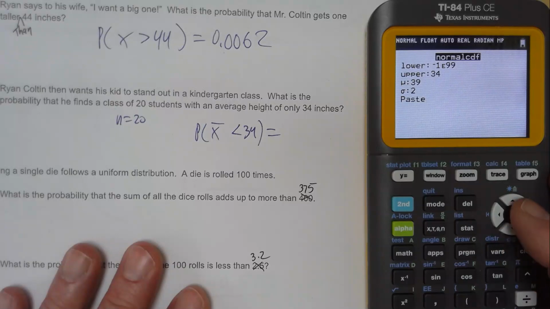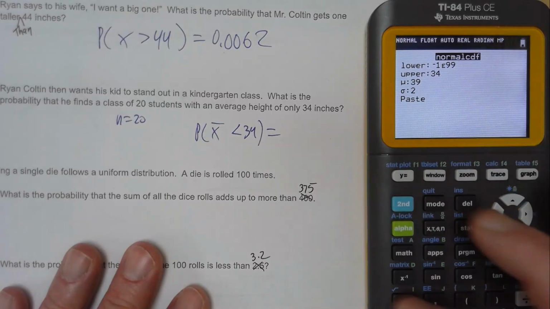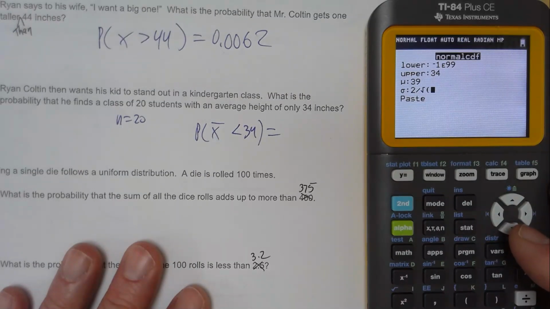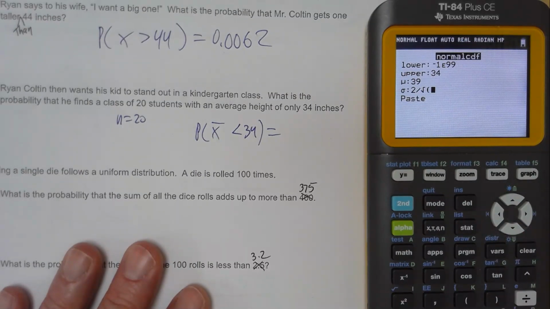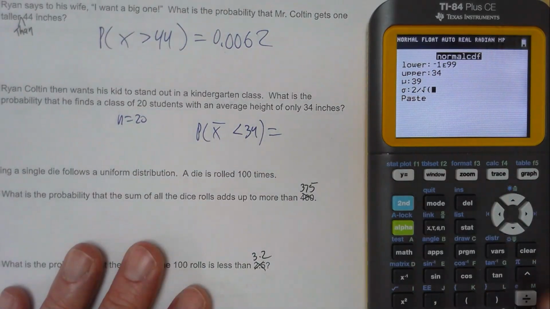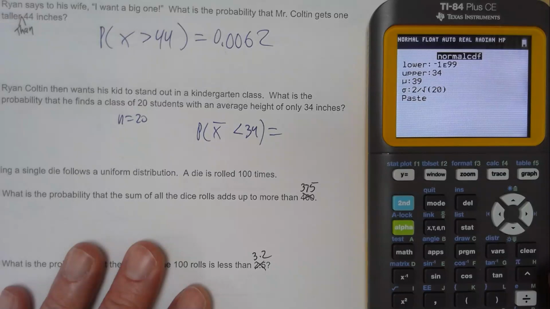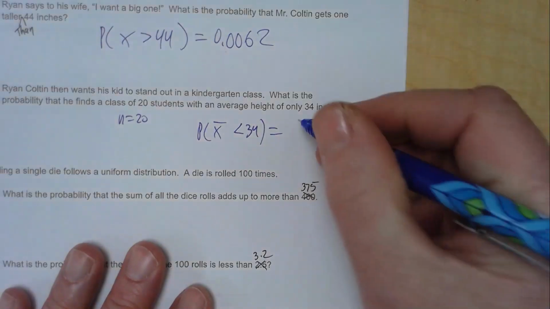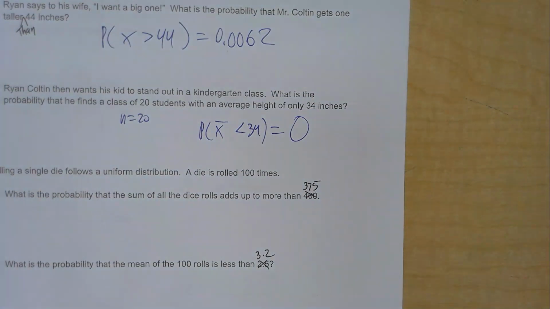39 is the middle, the standard deviation is 2, but it's out of 20 students. So second square root. Oh, we got to divide. Divided by second square root of 20 students. Zero. So basically there's no chance of finding that. Okay.